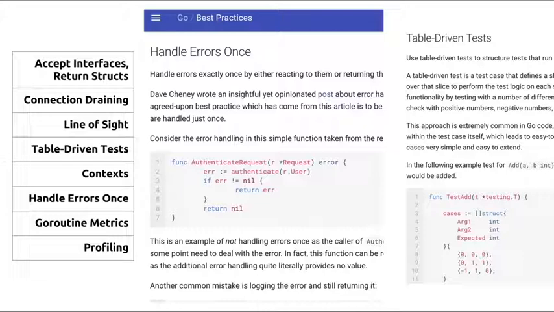Line of sight, like try to have as little indentation in your functions as possible, right? Don't nest your success case in like 5 error checks. Check the errors and then just handle your success case outside of that. Table-driven tests, use context responsibly if you can figure out how. Profile your code. Just kind of some good ideas that make sense.